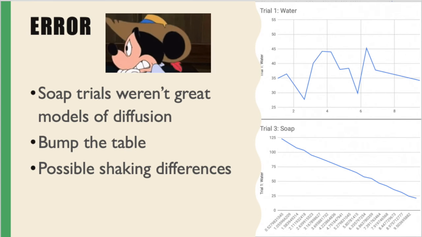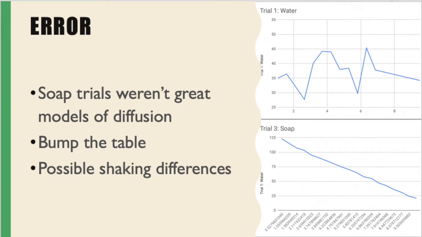Alright, so here's where we come clean. There definitely was some error in this experiment because our soap trials weren't great models of diffusion. As we had some time constraints, we collected all the data that we could, and in most of our soap trials, our particles were moving linearly, as you can see in the bottom right-hand corner graph. 3 out of our 4 trials of soap looked like this, which shows that our data probably isn't the best, and so we need to do some more testing to see if we could accept or reject our alternative hypothesis.